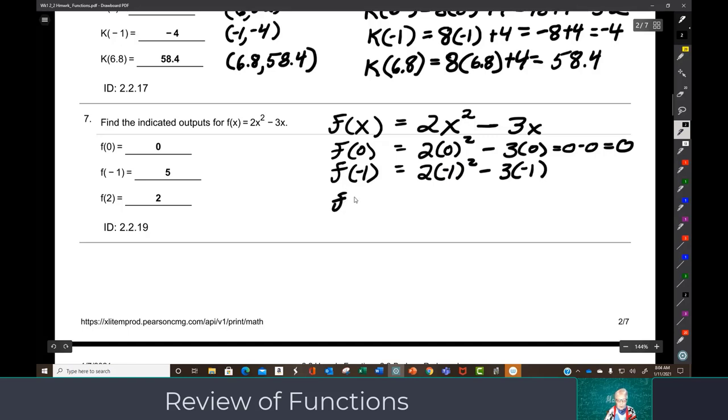All right, F of negative 1 puts a negative 1 in for each X. And F of 2 puts a 2 in for every X. Now you can, of course, do this in your head, but I just want to do this on the calculator to give you a feel for it.